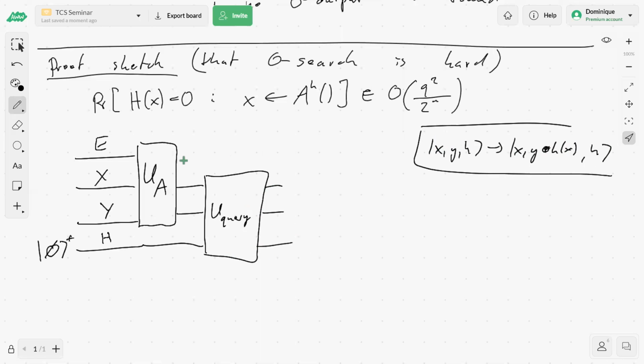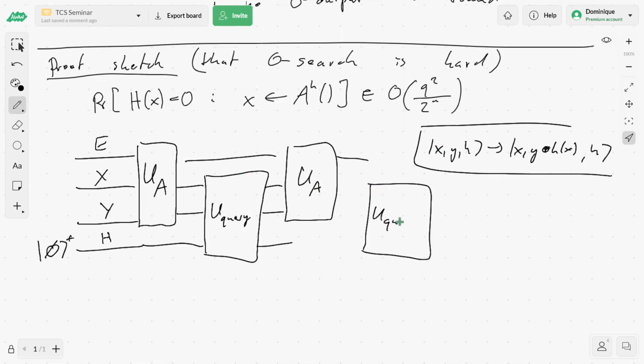And then we have the adversary again. And then we have uQuery again. And then we run out of space here, but it doesn't matter. This is a long enough circuit for illustration. So this is just what the adversary looks like. And now let's analyze this.